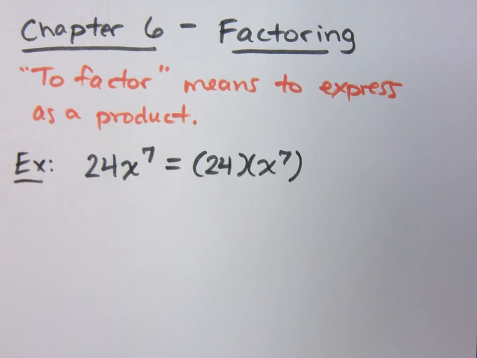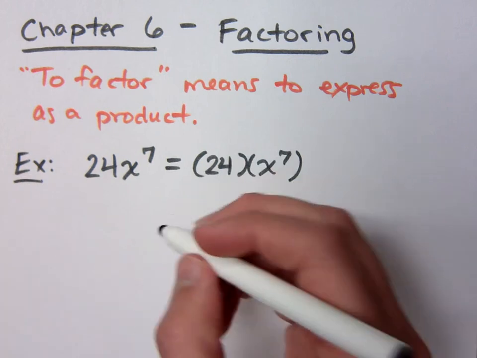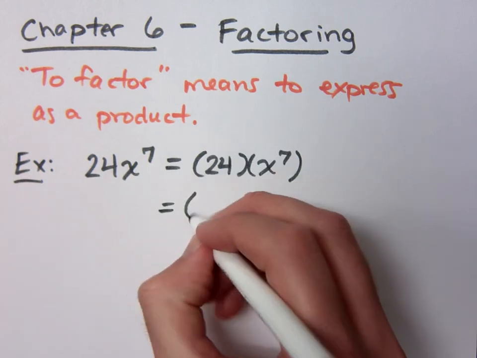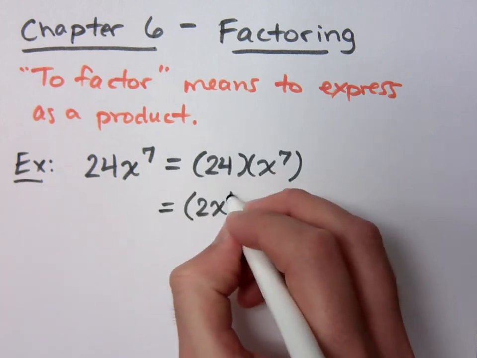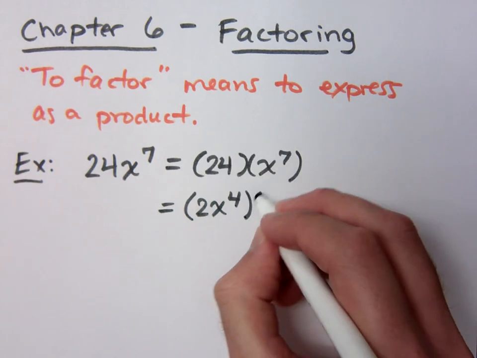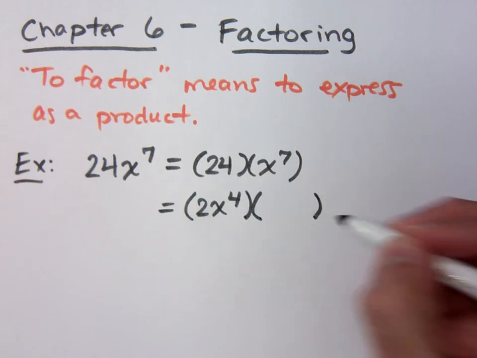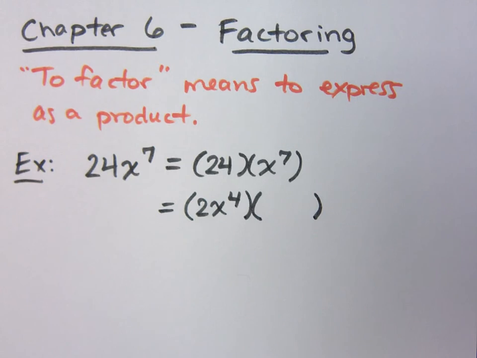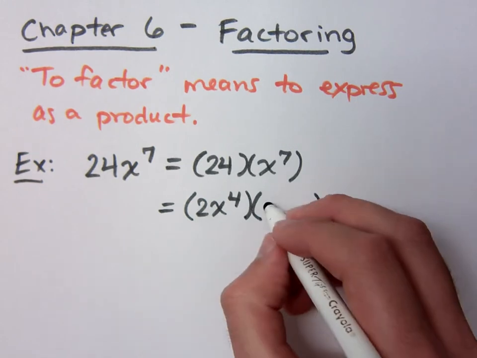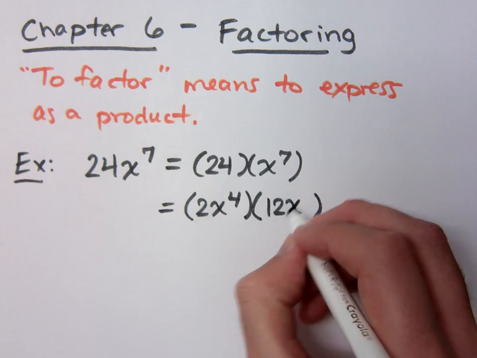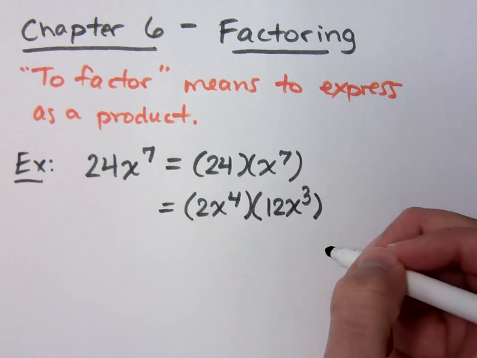Is that the only way I can break this down? No. If I told you that one factor was 2x to the 4th, what would the other factor be that would make up the 24x to the 7th? What is that? 12x to the 3rd. Do y'all agree?